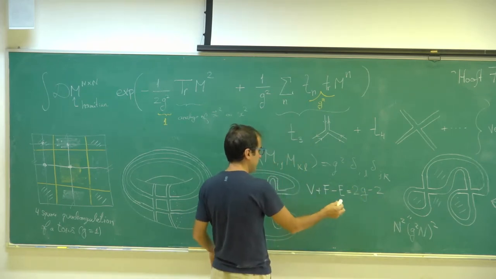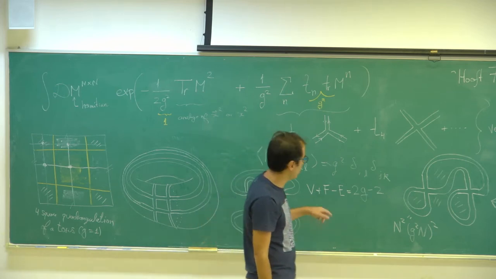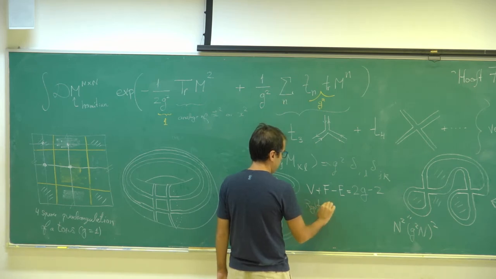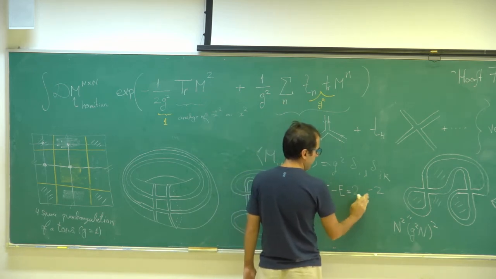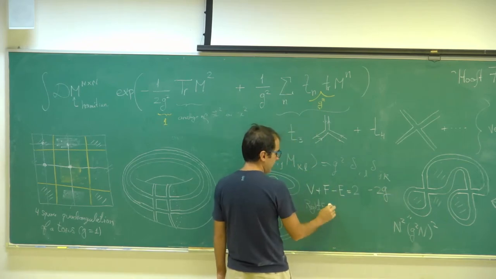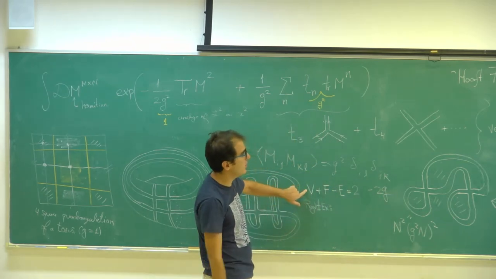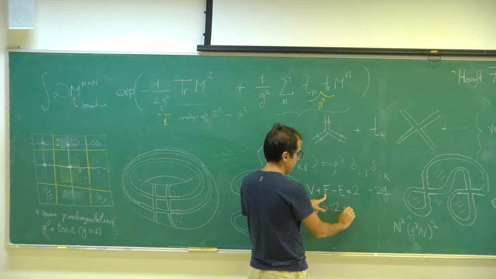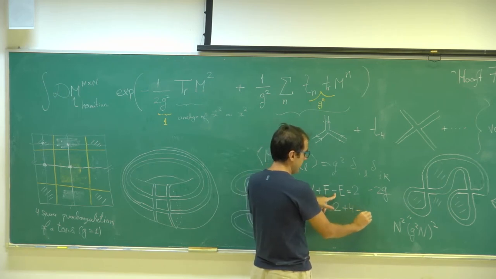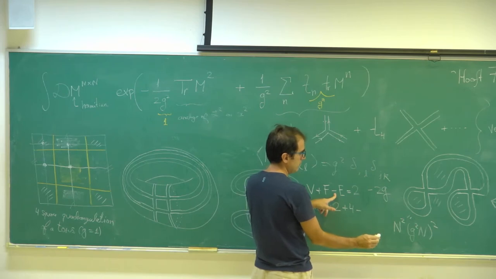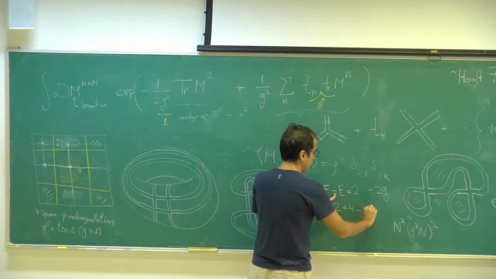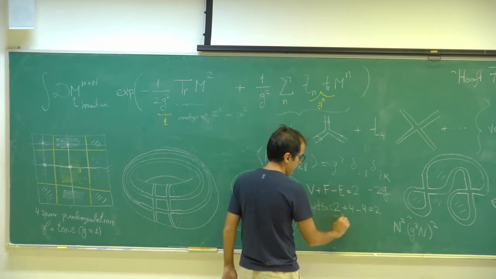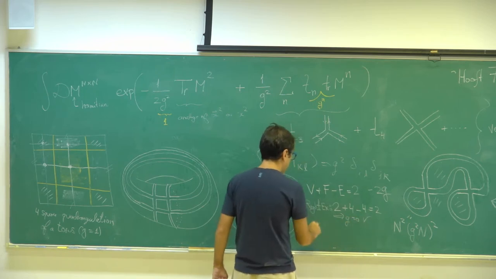Let's check on the examples on the right. Yes, it's open, right? Yes, it's true. Okay, so let's check on the right examples. How many vertices do they have? Actually, both have the same number of vertices. Two. How many faces? Four. And how many edges? Four. Which is equal to two, which means that the genus is? Zero. Yeah. So it works.